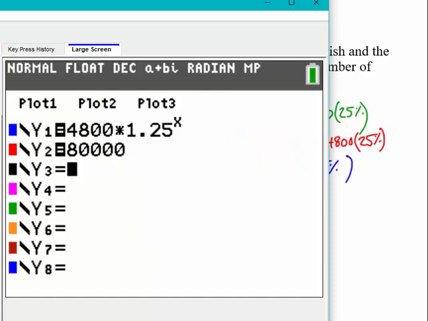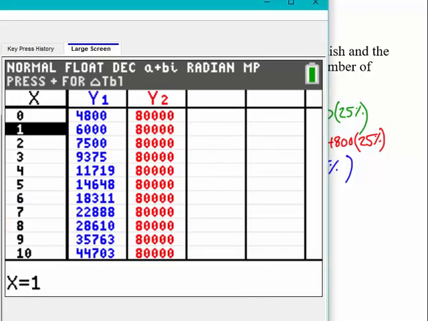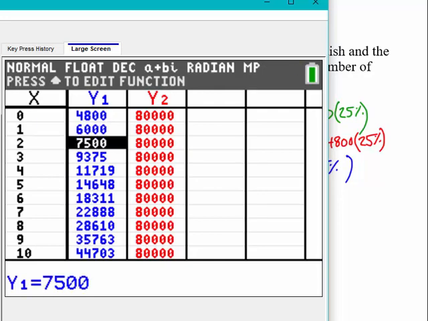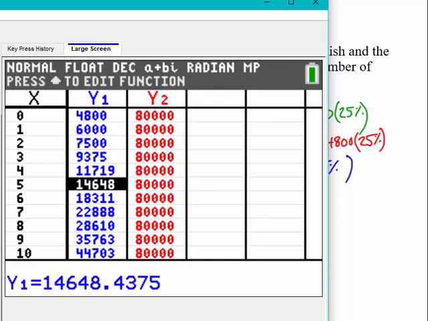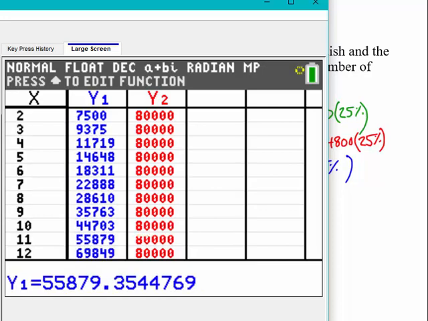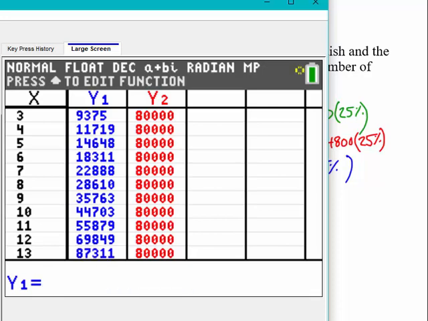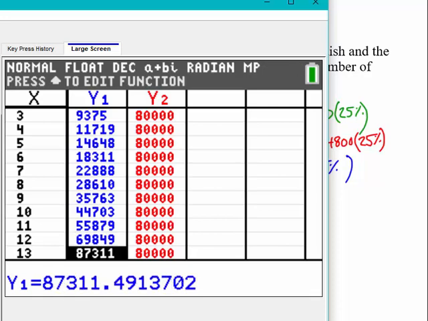Once again, I'll go back to the calculator. I'll type in the equation, 4,800 times 1.25 to the x, as well as the target value this time of 80,000. I go to the table and look for where the values in this column are going to surpass the 80,000 in the column to the right of it. Keep going, keep going. The numbers are getting bigger and bigger, and it looks like somewhere between 12 and 13 this time. Somewhere between 12 and 13, those values are surpassing 80,000.